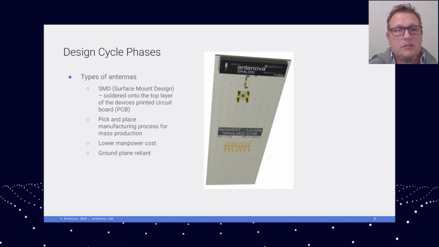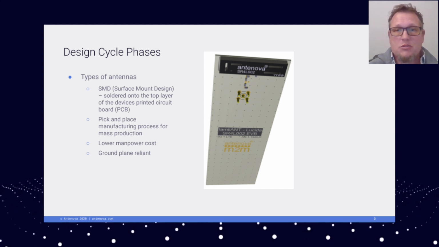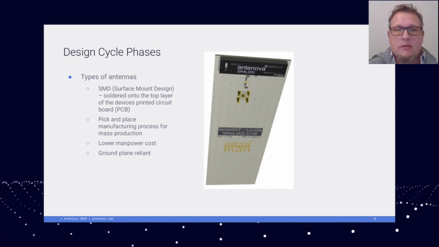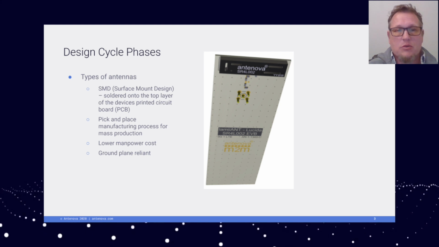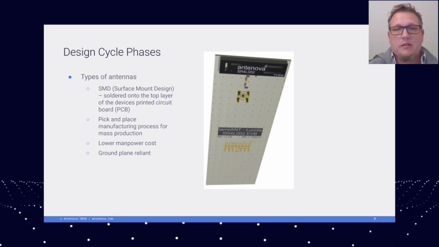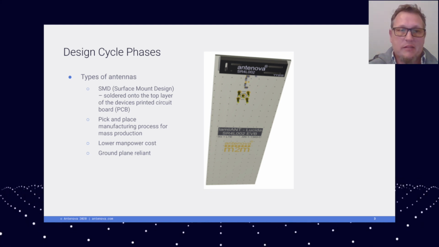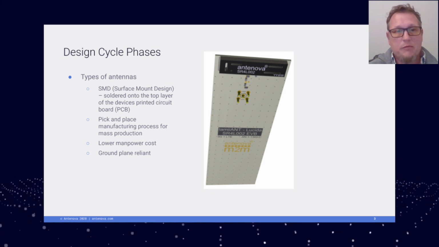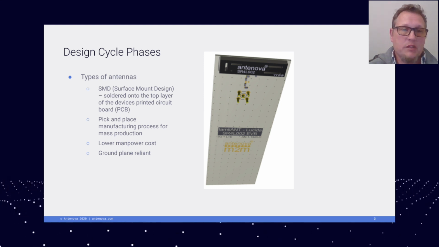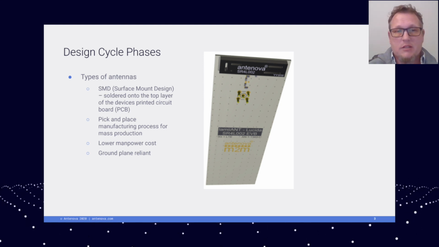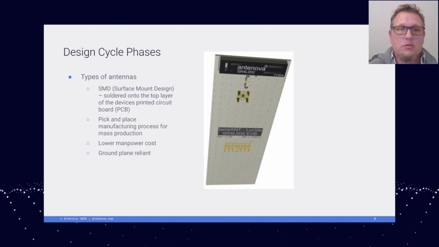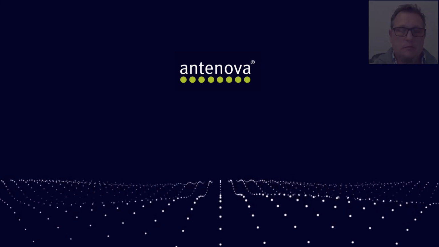Another great thing about it is that they're lower profile, so you can fit these in devices that are fairly slim. They are ground plane reliant, so in order to have a balanced system, you do need to have the proper ground plane length, like I mentioned before. For the lower frequencies, you do need to have a longer PCB in order for the antenna to perform at its optimum. The smaller the ground plane gets, you do sacrifice performance.